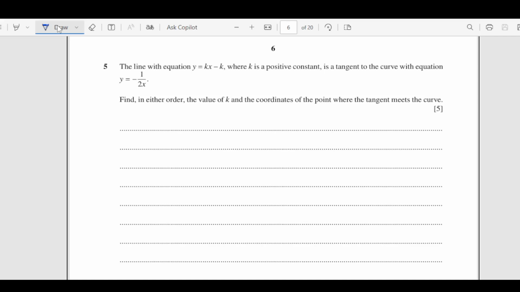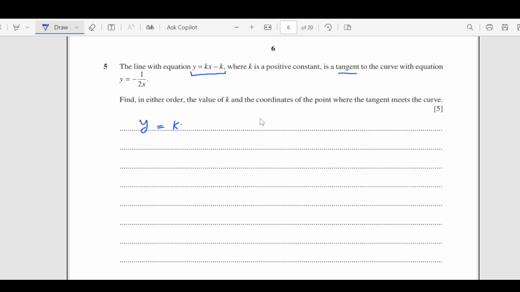Question number 5. The line with equation y equals kx minus k, where k is a positive constant, is a tangent to the curve with the equation y equals negative 1 over 2x. Find, in either order, the value of k and the coordinates of the point where the tangent meets the curve. So it's very simple. We have two curves and they intersect at a tangent.